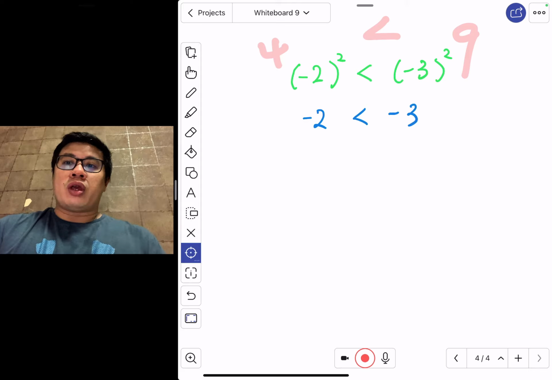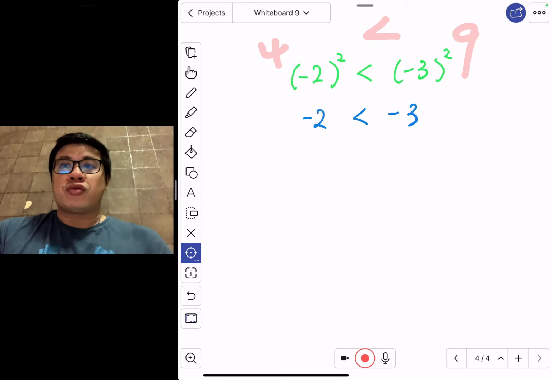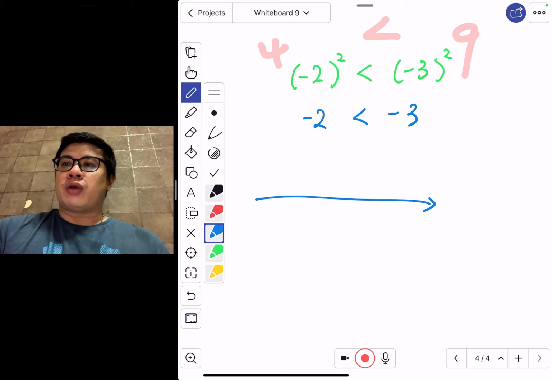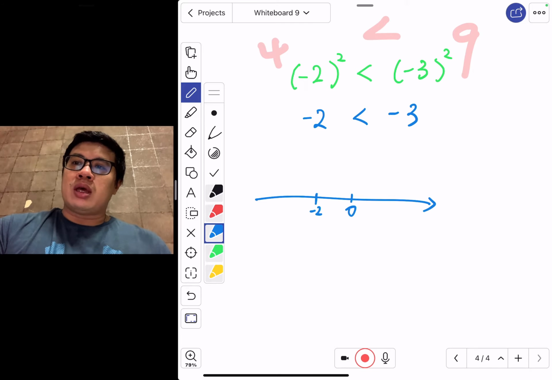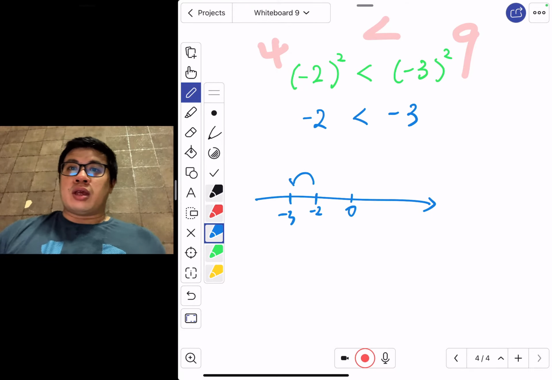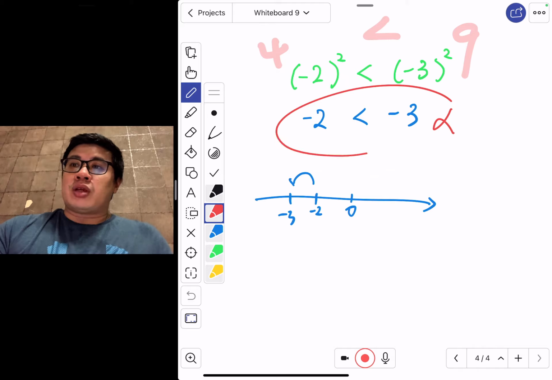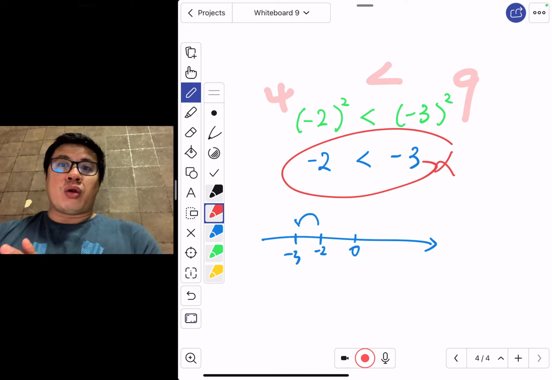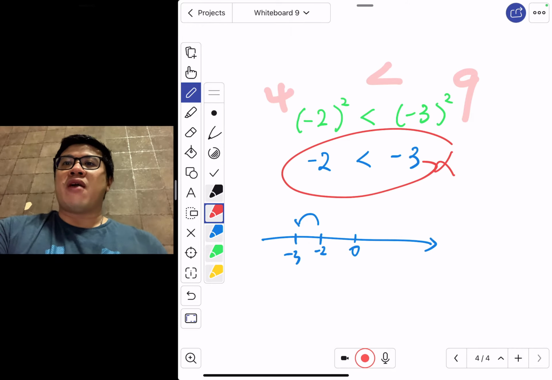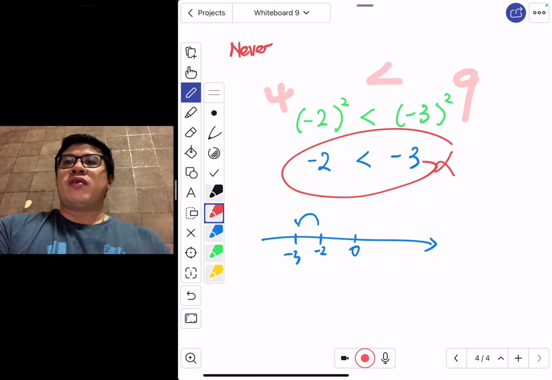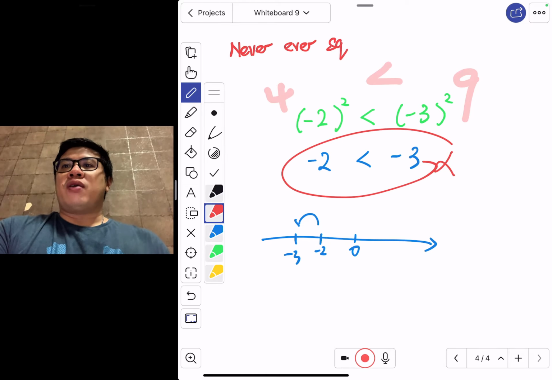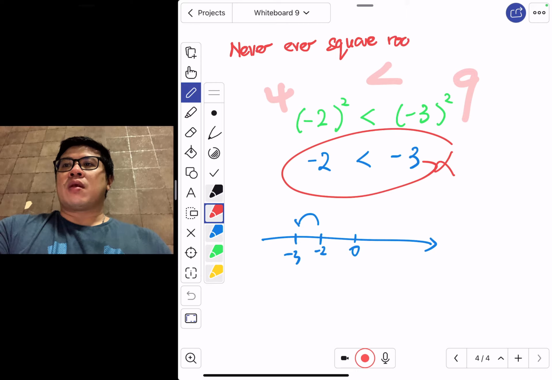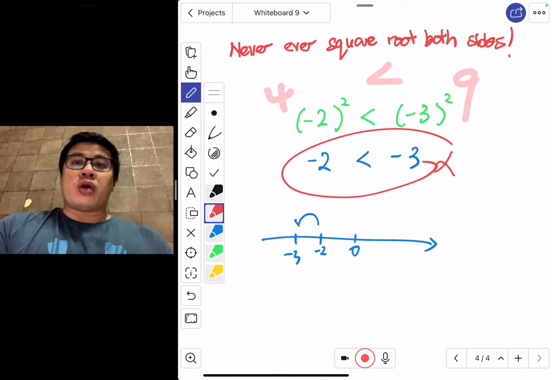Straight away there's something wrong here. Negative 2 is more than negative 3. If you were to draw the number line out, you can see 0, minus 2, minus 3. Negative 2 is on the right of negative 3, and this straight away tells you there's something wrong. So square rooting both sides does not solve the inequality. You do not square root both sides. Never ever square root both sides when you are solving an inequality.